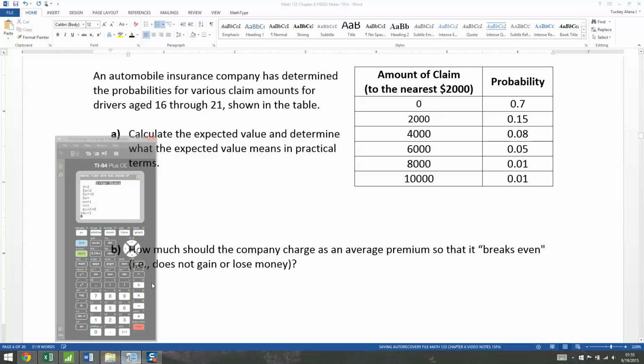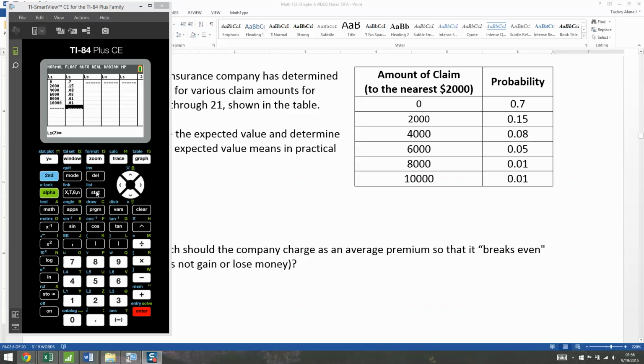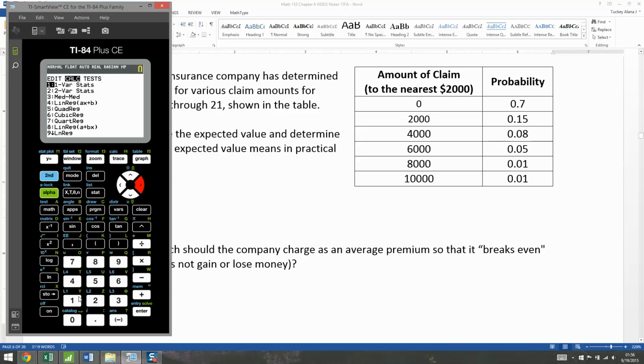So I'm going to grab the calculator. I'm going to go to Stat, Edit. I'm going to clear out these old columns, and I'm going to type in those new values for the variable, which will be 0, 2000, and so on. And then I'm going to type in the probabilities. So I'll be right back with that. There, they're all typed in. So now I go to Stat, Calculate, one variable, L1 and L2, just like always for a discrete random variable distribution. And I find that the mean is 1100.